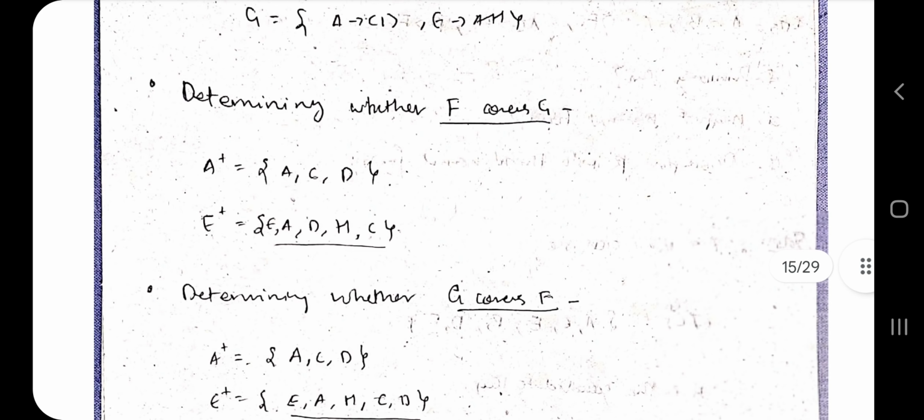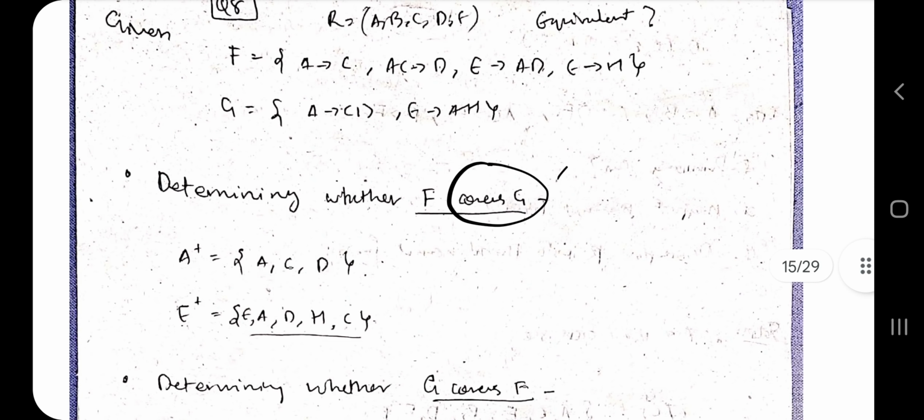Next, E plus. Next I have the letter E. E goes to AD. So E goes to E itself, AD, and E goes to H. So I have written H here, and A goes to C. So I have written C here. So all letters I got. If I got all the letters here which are present in the main relation, then I can say that F covers G. F covers G is done.